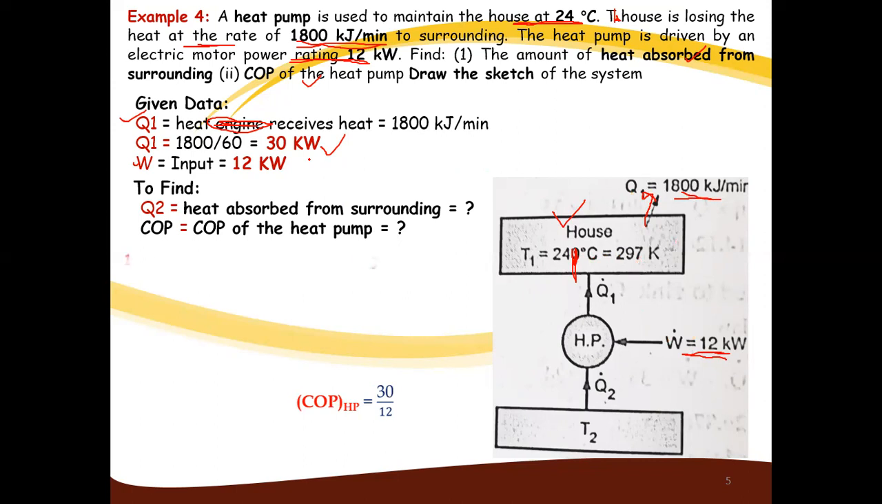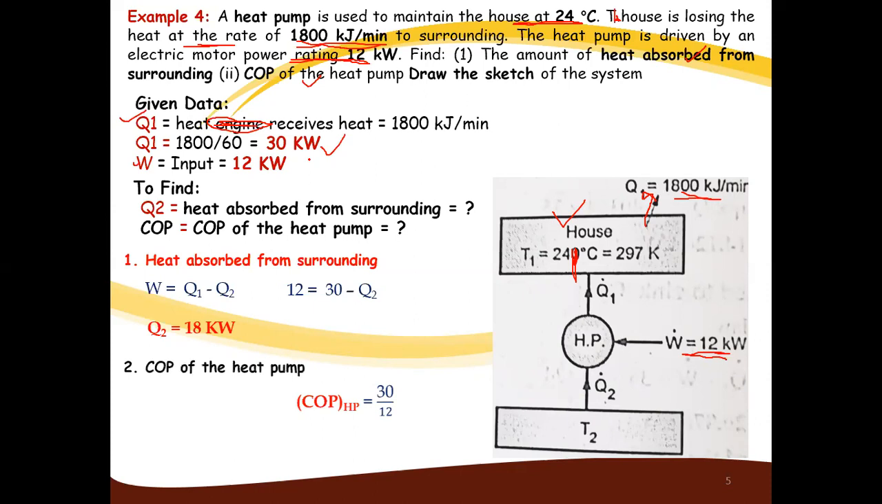Now we have to find out first the heat absorbed from surrounding. So we know that W is equal to Q1 minus Q2. So W is 12, Q1 is 30 minus Q2. So from that we get Q2 is equal to 18 kilowatt. So the amount of heat absorbed from surrounding is 18 kilowatt.